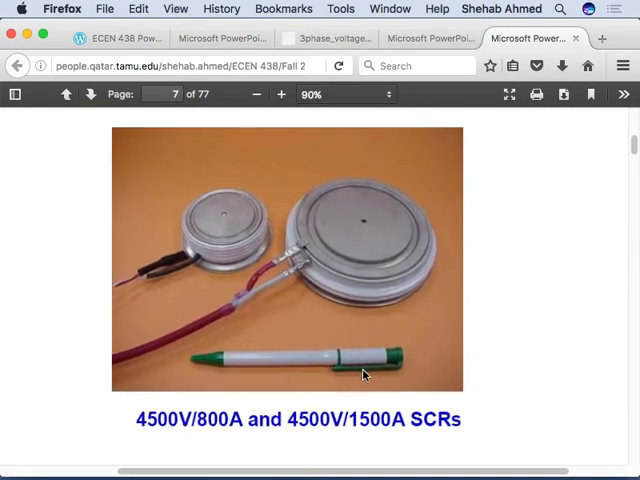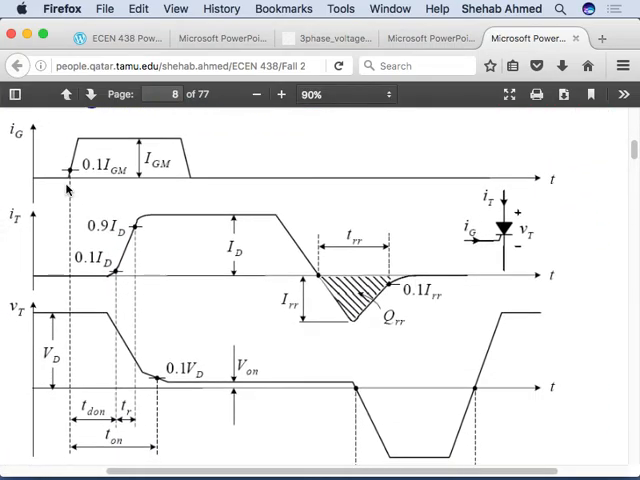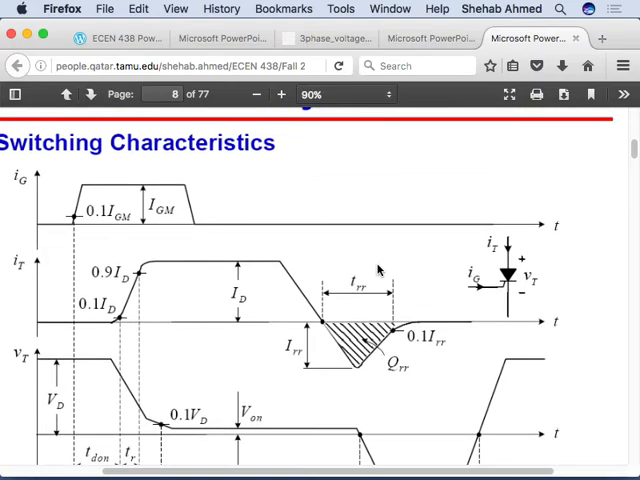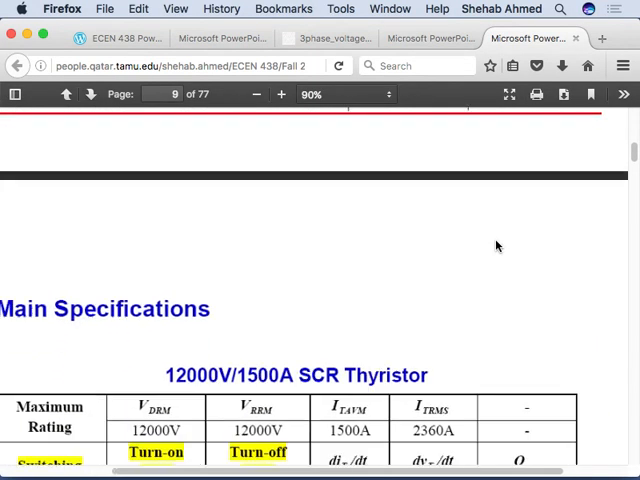Examples of thyristors: 4,000 volt, 800 amp, and a 4,500 volt, 1,500 amp thyristor. Waveform thyristor. This is the gate pulse current, and then this is the thyristor current, and then this is the reverse recovery. Thyristor is a diode, right? Thyristor is basically a diode. So there's a reverse recovery time, and a corresponding reverse recovery charge that we talked briefly about initially about diodes, right? So that thyristor is the same. It's nothing but a PN junction, but with a controlled gate, controlled turn on.